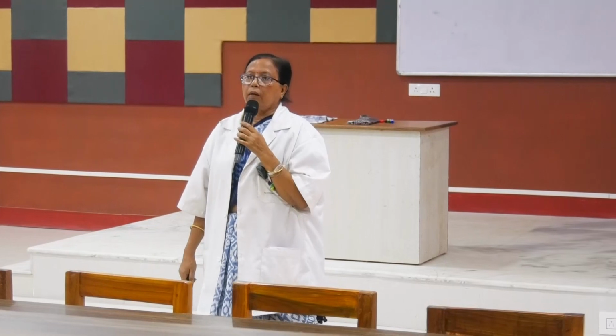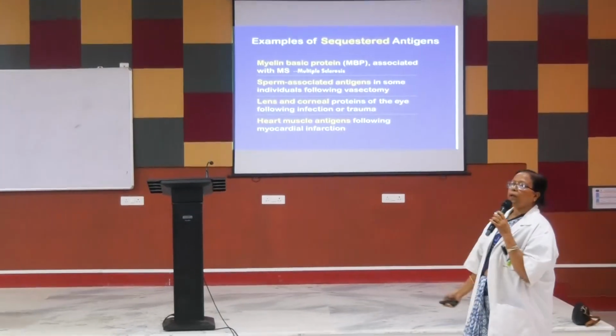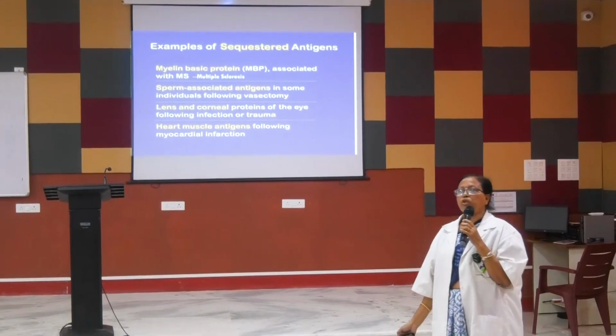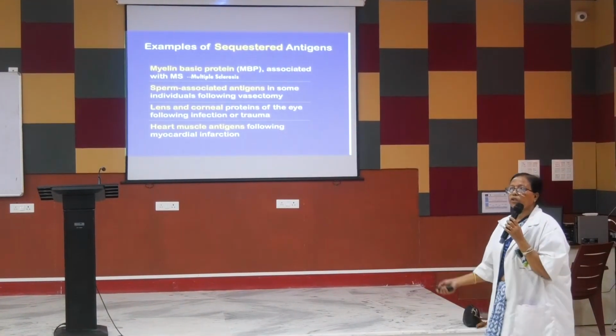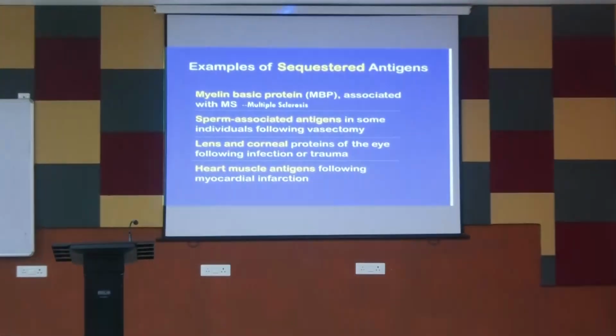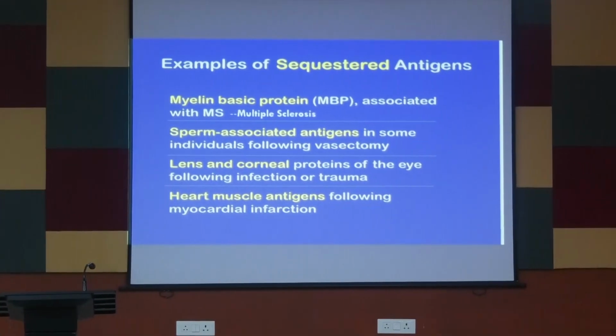If you go to the eye department, you will very often see that infection of one eye produces infection of the other eye, called sympathetic ophthalmia. And the heart muscle antigen: after injury such as myocardial infarction, the antigen is sequestrated and gives rise to injury to the heart muscle. So these are the sequestration of antigens. When they come out in the circulation, they give rise to reaction and autoimmunity.